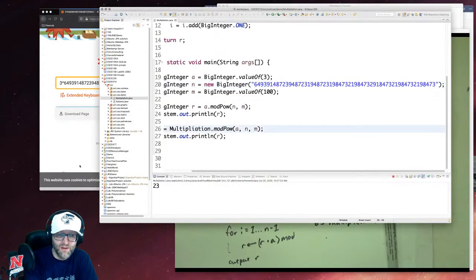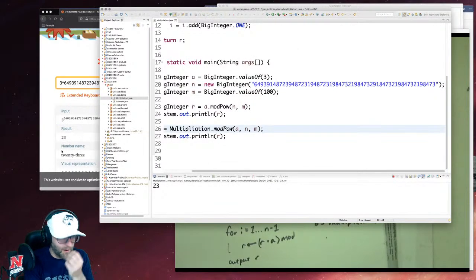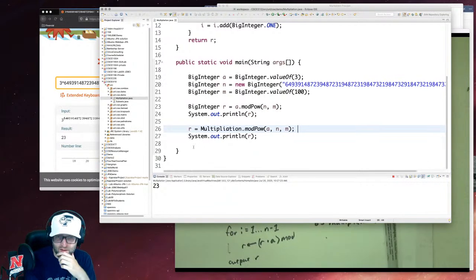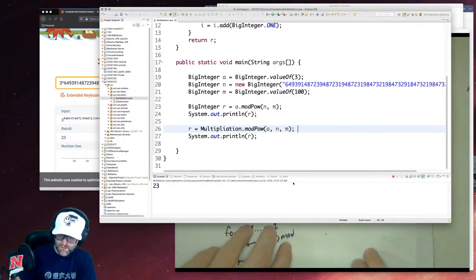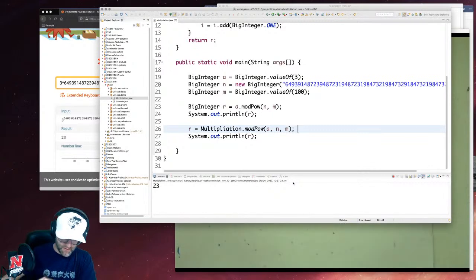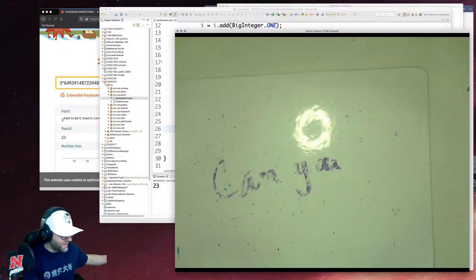What was it again? 23. And Wolfram Alpha says 23. So I have every confidence that the Java BigInteger library is correct. You can see by the stop symbol down here that this is still going. Okay, so should I waste your time here waiting for this to actually execute? Or we'll go ahead and let it execute in the background here.